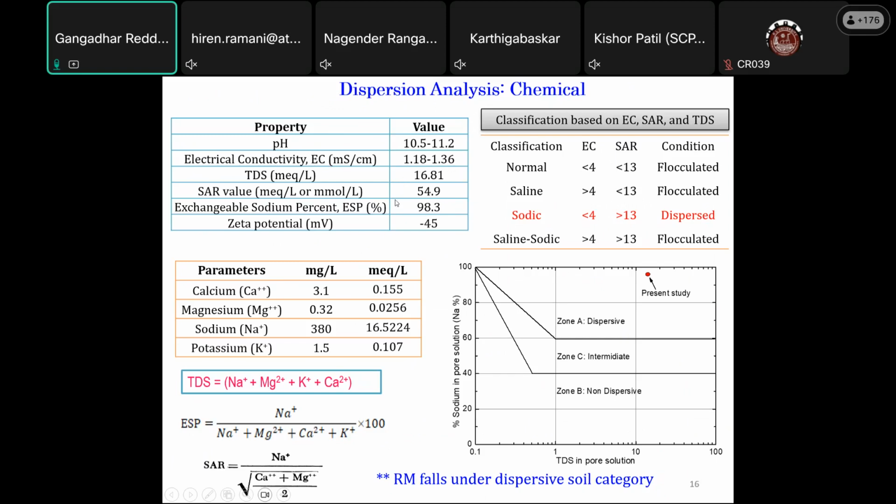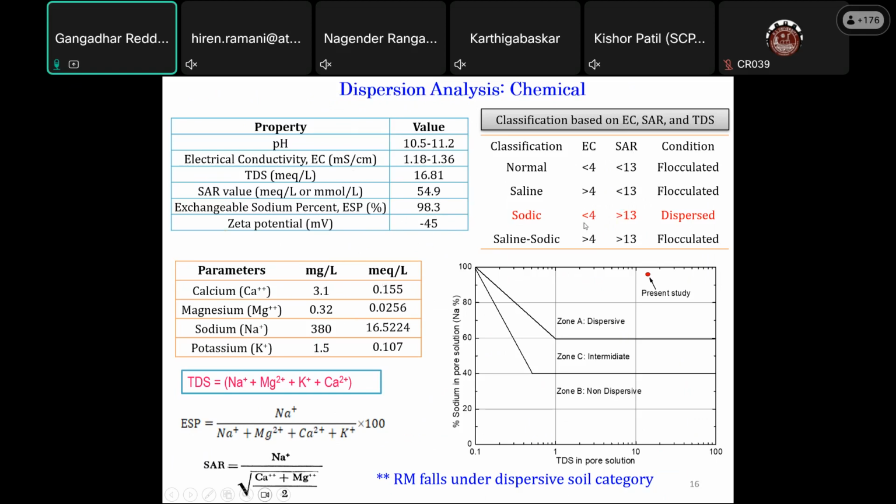We have also measured the total dissolved solids, and you can see this is 16.81. Once we have these values, we can calculate the sodium absorption ratio and exchangeable sodium potassium. And I have also seen the zeta potential for the sample which is directly taken from the pond.